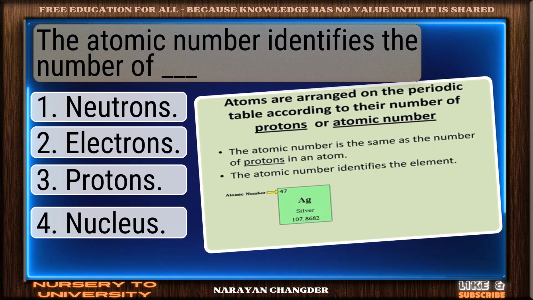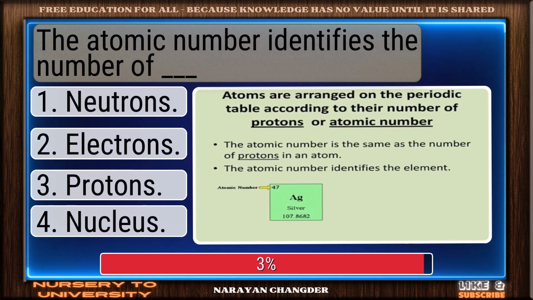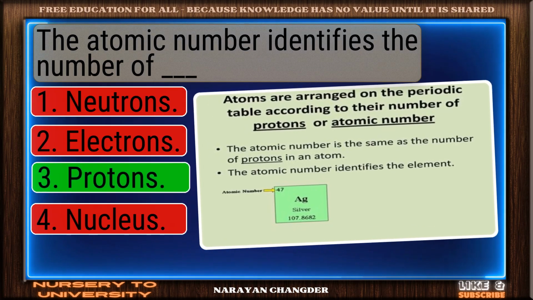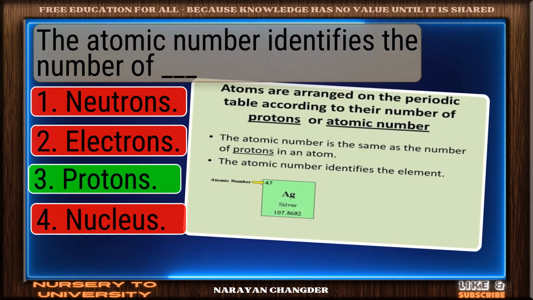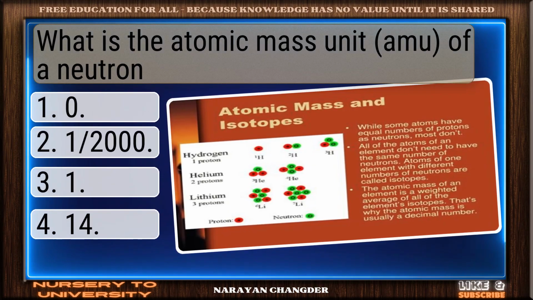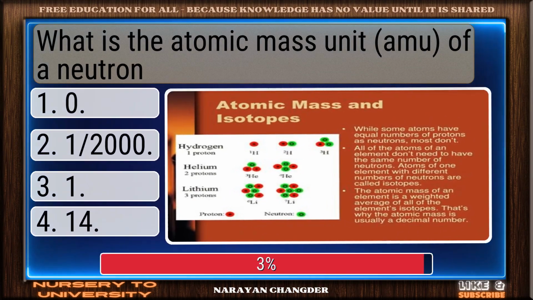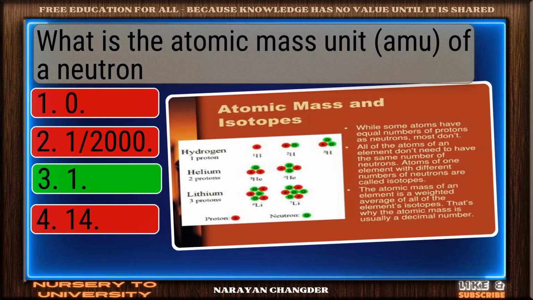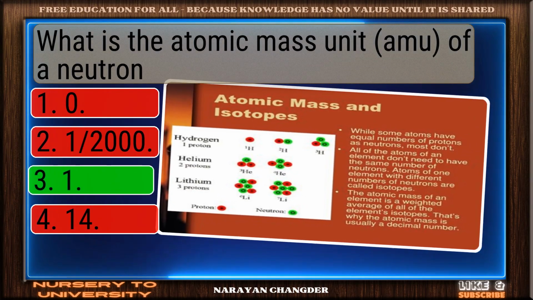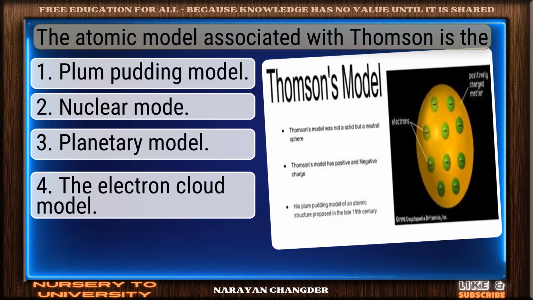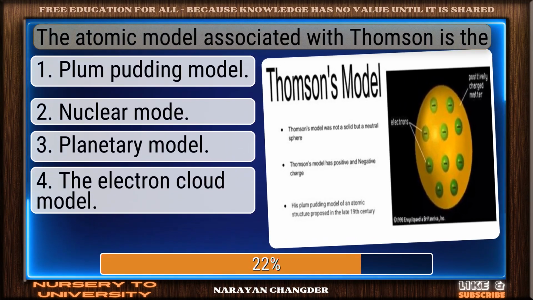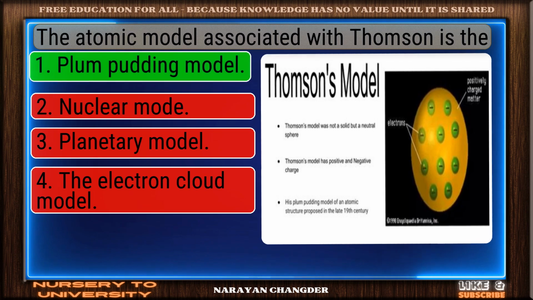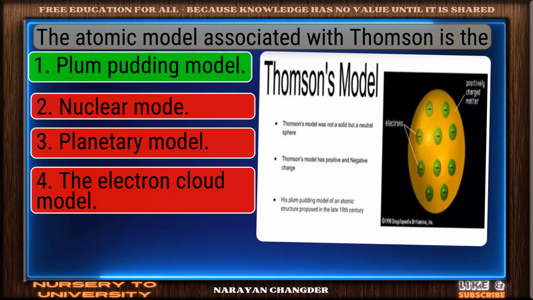The atomic number identifies the number of dash. Right choice. Protons is the best answer. What is the atomic mass unit of a neutron? Nice work. You chose 1 and it is correct. The atomic model associated with Thomson is the... Good job. Plum pudding model works well here.